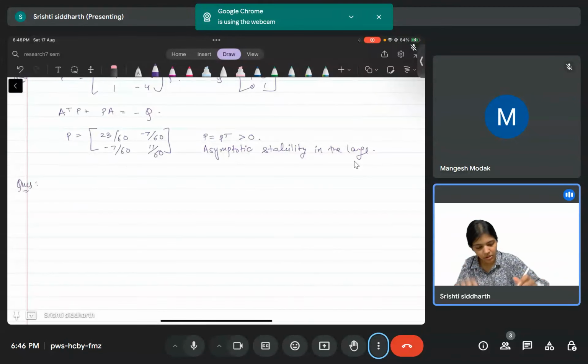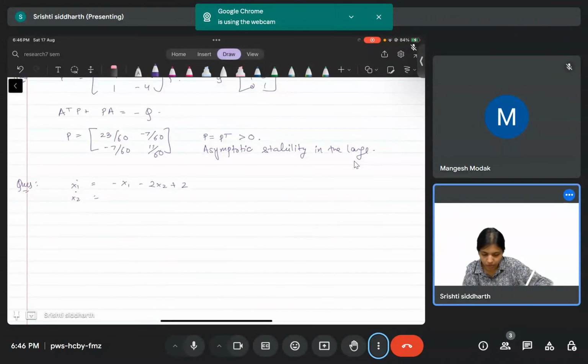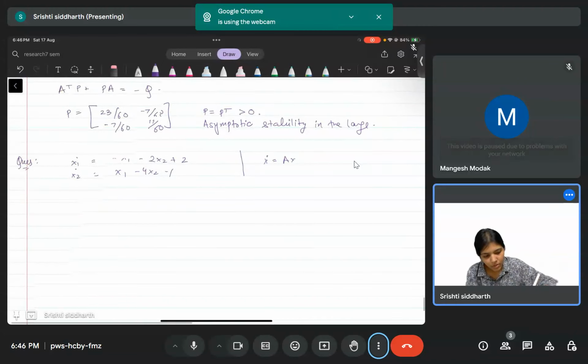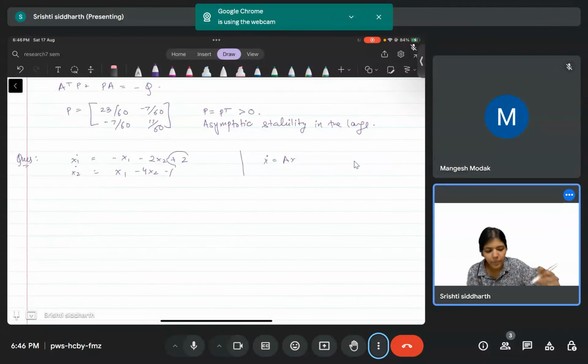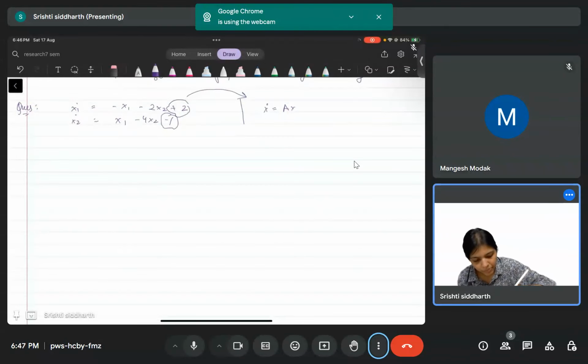Okay, so again, we have a linear system, but it's not a homogeneous one. So let's see. Second order system, x1 dot, x2 dot, this is minus x1 minus 2 x2 plus 2, then x1 minus 4 x2 minus 1. In the lecture notes, the system that we're considering for the direct method of Lyapunov is x dot equals A x. But here we have some constants, and we want to transform this system into a homogeneous system. So what we can do is a change of variables, defining new states. So let's see.